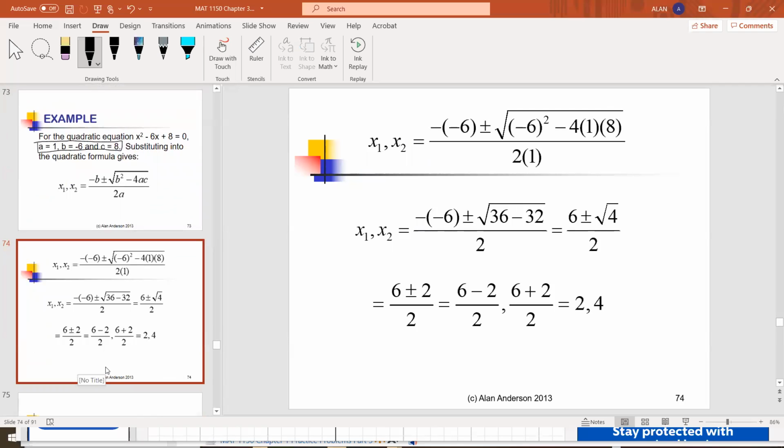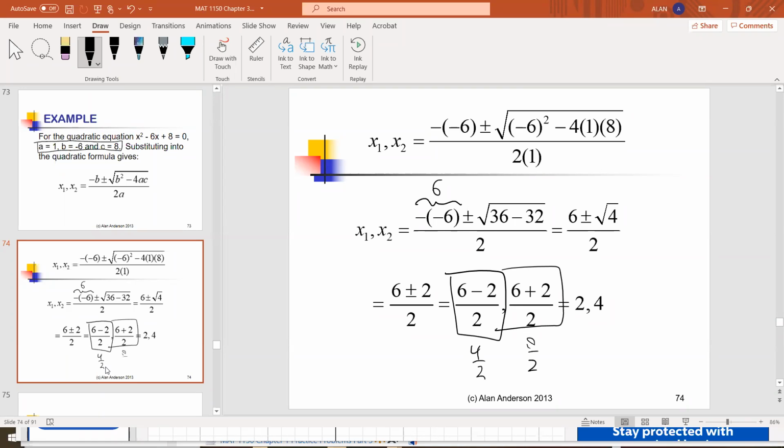All right, so we have to be careful of the negatives. The most common problem I notice when people use this formula is with the negatives. It's so easy to forget about all these different negatives. And so remember, here we have -6, which makes that +6. And then over here we have (-6) squared minus 4ac, all over 2a. This is 36 minus 32. Down here we have 2. So it's 6 plus or minus the square root of 4 over 2, which of course is just 6 plus or minus 2 over 2. And when you break it up into two pieces, you've got 4 halves and 8 halves, which of course reduces very nicely to 2 and 4.